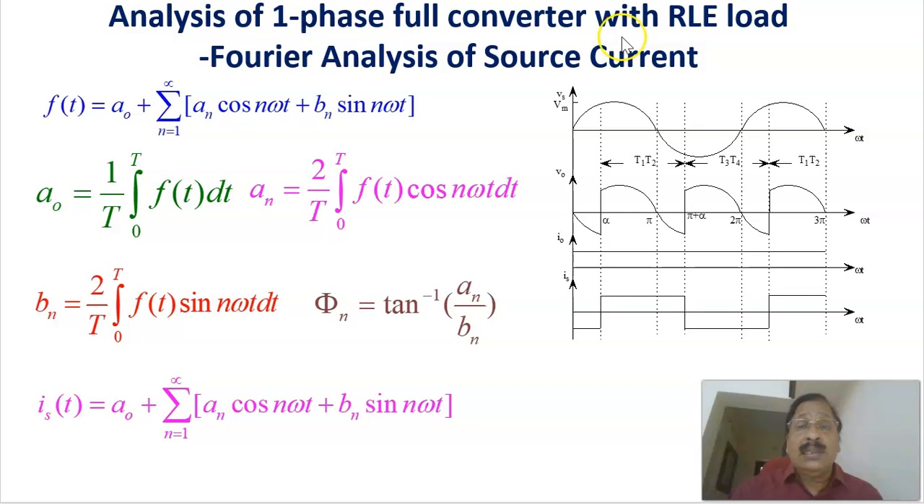Now, continuing the analysis of the single phase full converter with RLE load and Fourier analysis of the source current. This is the source current. This point is alpha, this is pi plus alpha, and this is 2 pi plus alpha. We have to analyze this source current. What are the different frequency components in this source current? For that, as we have already seen, f(t) equals a0 plus sigma n equal to 1 to infinity of an cos n omega t plus bn sin n omega t, the general equation for the Fourier series. Here the equations for a0, an, and bn have already been seen, and this is the equation for the phase shift between the cosine and sine components, phase shift equal to tan inverse an by bn.